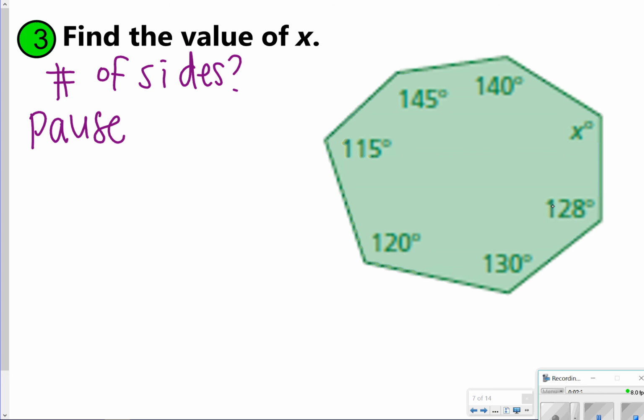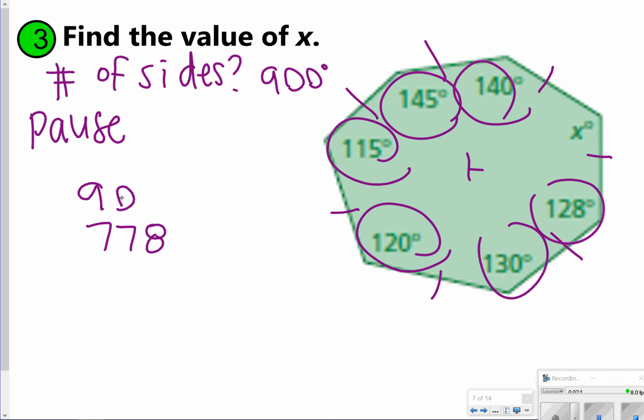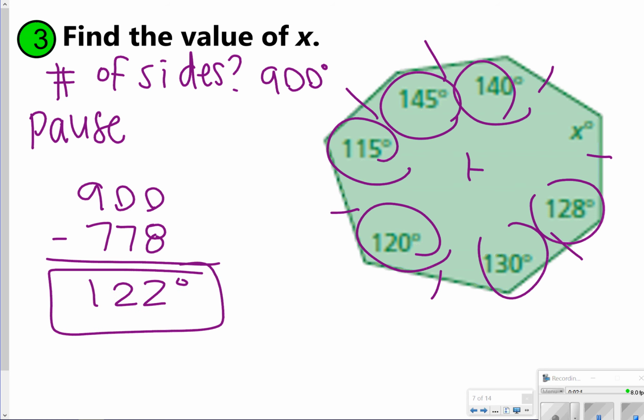Okay, so the first thing you had to do was add up all of the degree measurements that you see here. When we add those all together, we're going to get 778. You also would have noticed that this is a 7-sided figure. 1, 2, 3, 4, 5, 6, 7, and 7-sided figures need 900 degrees. So you just needed to take 900 and subtract the 778 to get a total measurement for x of 122 degrees.